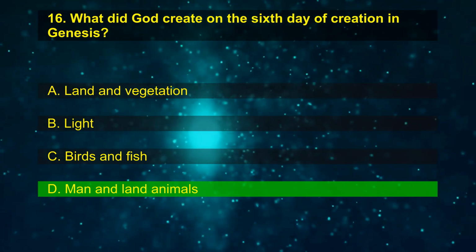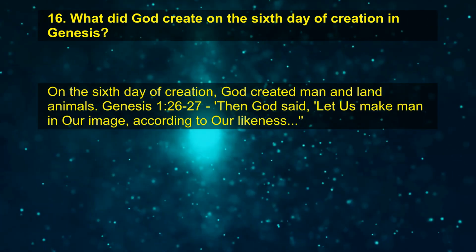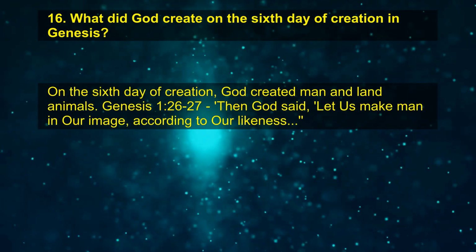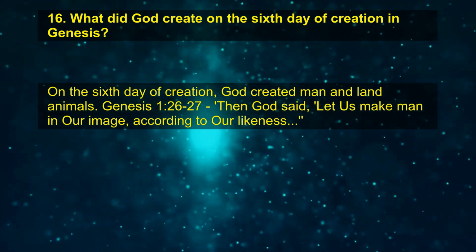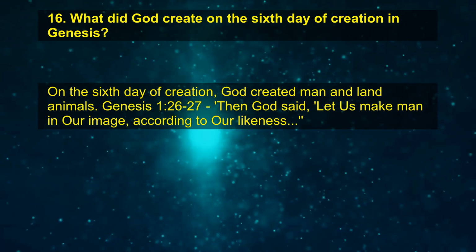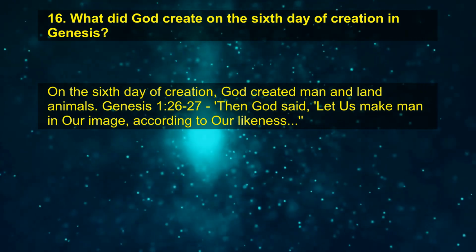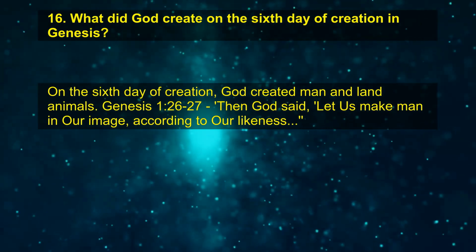Right answer is D. Man and land animals. On the sixth day of creation, God created man and land animals. Genesis chapter 1 verses 26-27. Then God said, "Let us make man in our image, according to our likeness."